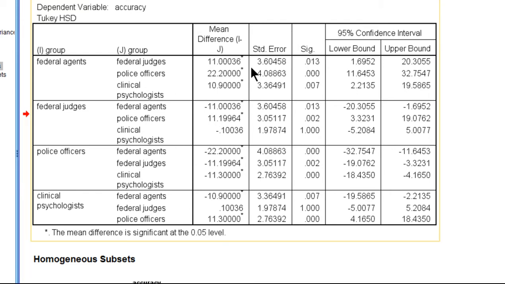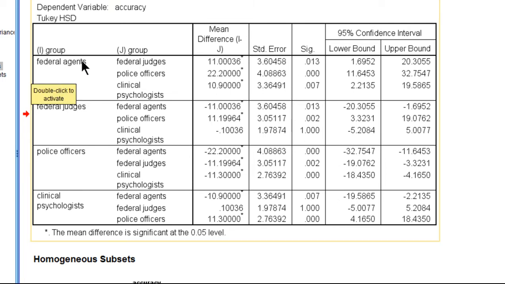And we can see that the mean differences across each group are reported in this column here. So the federal agents outperform the federal judges by 11 accuracy points, if you will, in terms of percentage accuracy. And the federal agents greatly outperform the police officers, at least numerically. We don't know if it's significant yet. 22% difference. And let's look at some of the p-values here.